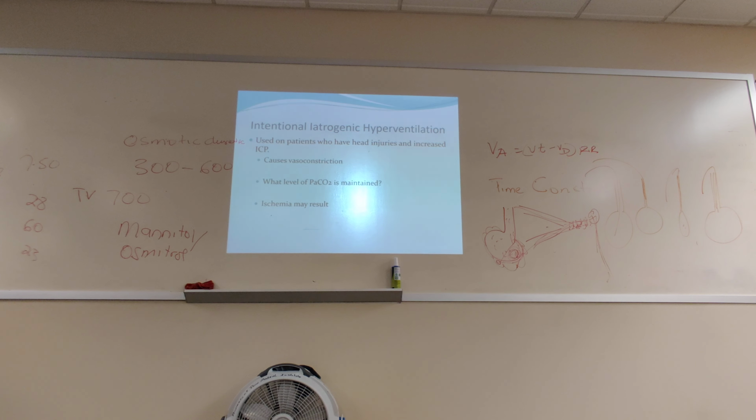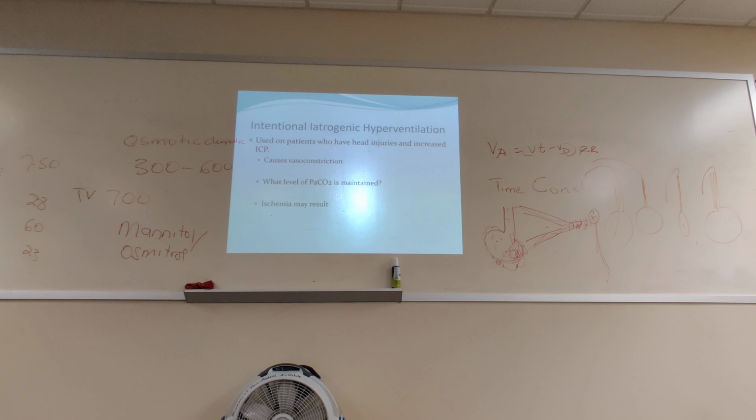So to reduce ICP on the ventilator, you are going to lower your CO2. You hyperventilate your patient. You want to maintain your CO2 between 25 to 30. I want you to write that down. 25 to 30 millimeters of mercury. You increase your tidal volume or your respiratory rate to lower the CO2 in that range. Okay? If not, the doctor may decide to give a drug, which is mannitol.